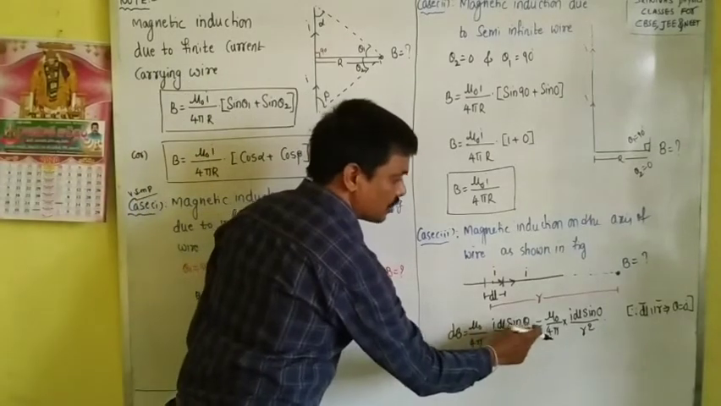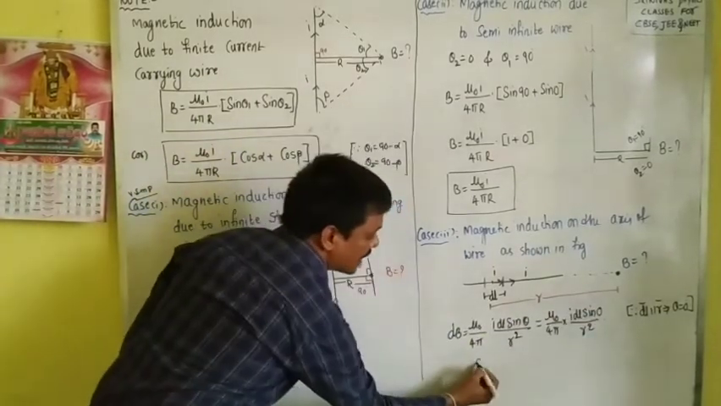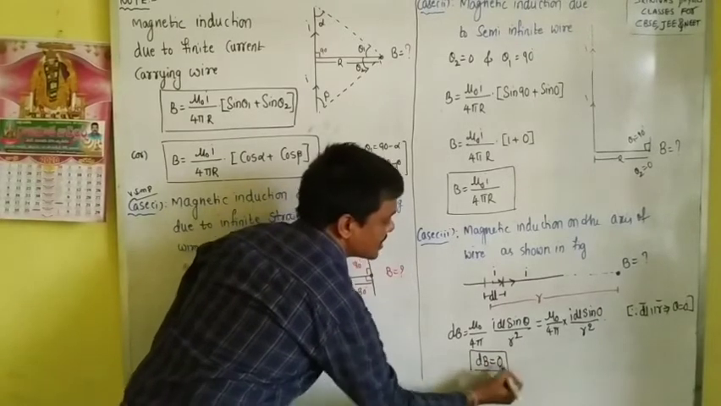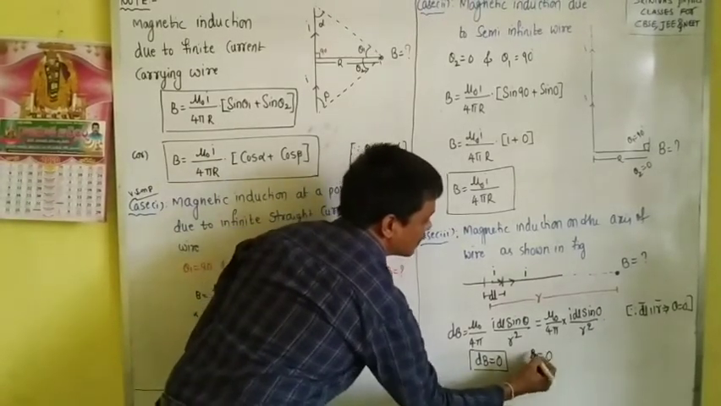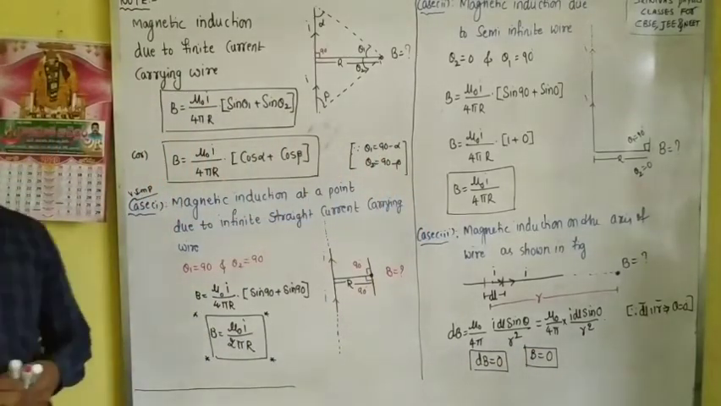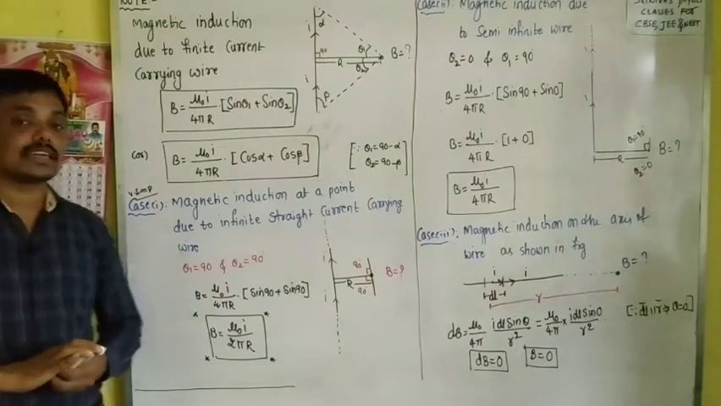Then this theta is 0, you substitute, sin 0 is 0. Then magnetic induction we will get as 0. Right? On the axis there is no magnetic induction. On the axis, due to the wire, there is no magnetic induction. Okay? Take the screenshot and note it.